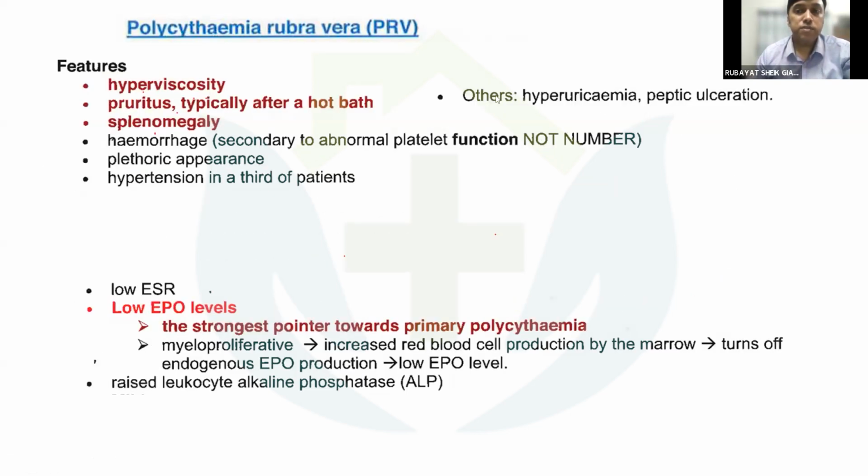You will have symptoms of hyperviscosity as we discussed earlier. You will have pruritus, you will have splenomegaly. This is not seen in secondary polycythemia. It's only seen in primary polycythemia. Plethoric appearance, hypertensive patients may even have bleeding manifestations.